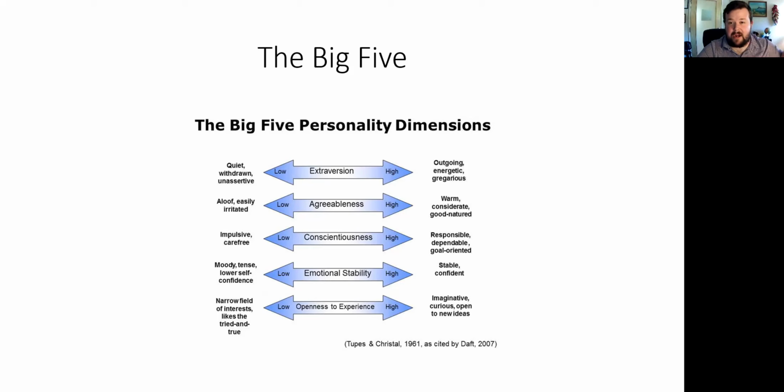So if I score high in extroversion from this model, it means I'm outgoing, energetic, gregarious. Low would be more quiet, withdrawn. So I want to give a grain of salt with this. The definition of extroversion and introversion is going to change depending on the theory being used.